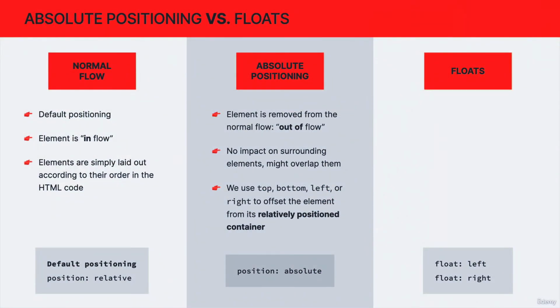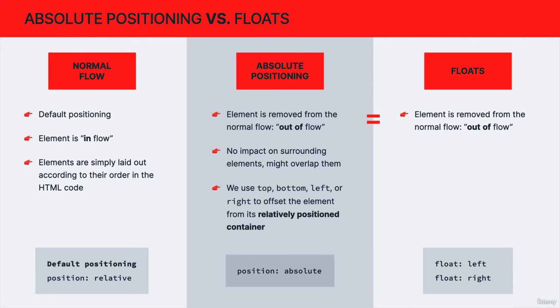Now, floats are actually not a positioning scheme like absolute positioning, but they are still another way in which elements can be out of flow. And so it actually makes sense to compare it with absolute positioning. So we can achieve a floating element by using float left or float right, just as we learned before. And as I was just saying, when an element is floated, it is removed out of the normal flow. And so in this regard, it is exactly the same as with absolute positioning.